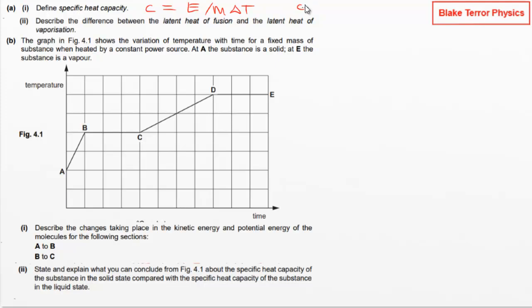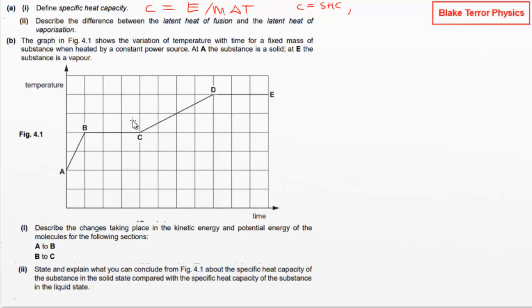So you can say, c is the specific heat capacity. I'm going to write all these out. E is the energy supplied to a particular substance, m is the mass of the substance, and delta T is the temperature change. So that's probably an easier way of doing it.